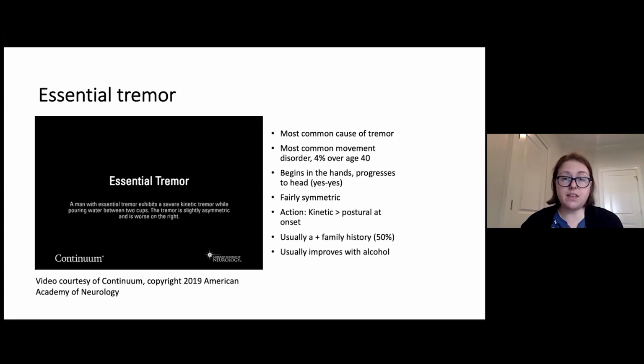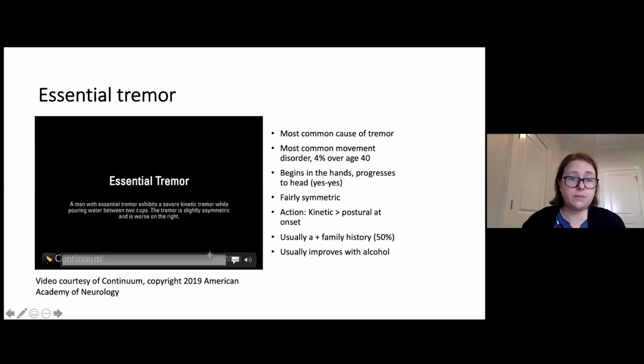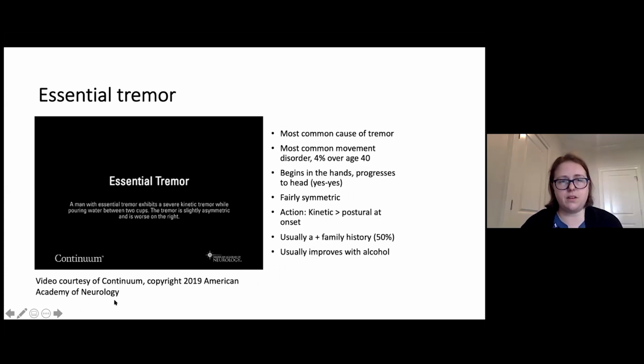There's usually a family history, and it usually improves with alcohol, just like in our patient. I would caution you that many types of tremor improve with alcohol, because most types of tremor are worse with stress. And so alcohol as an anxiolytic can actually improve quite a lot of kinds of tremor. I'm going to show you a video here of a patient with essential tremor similar to the one that I described.